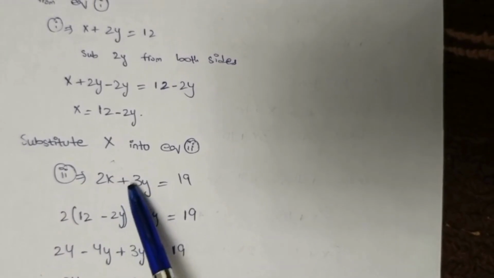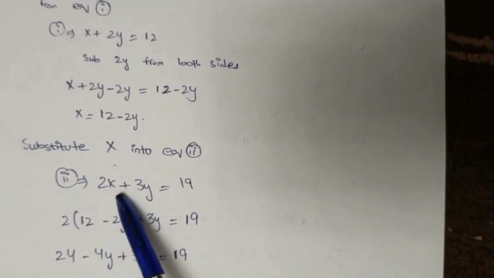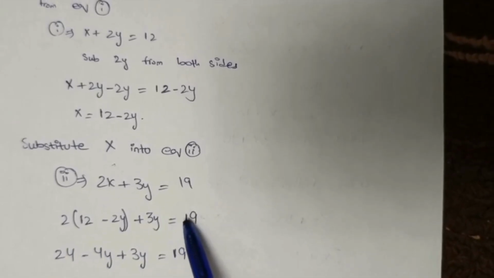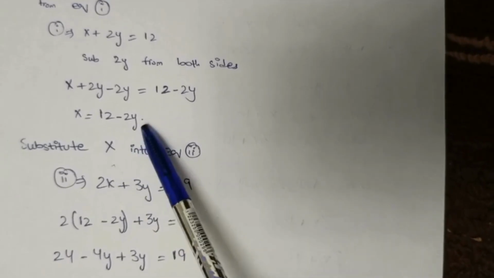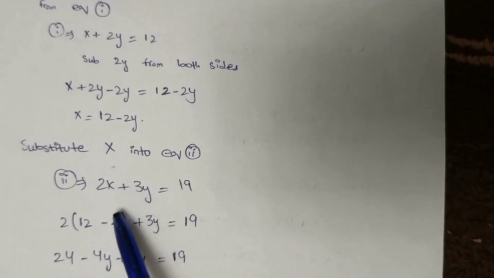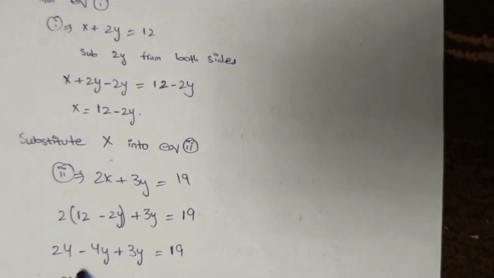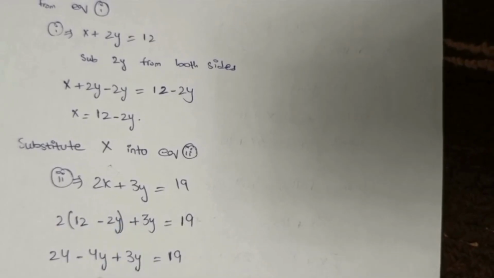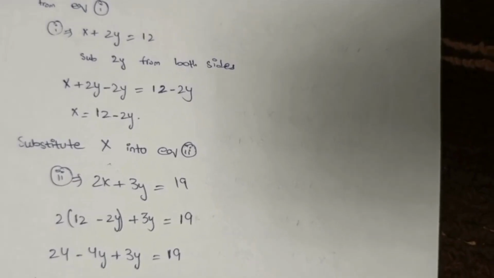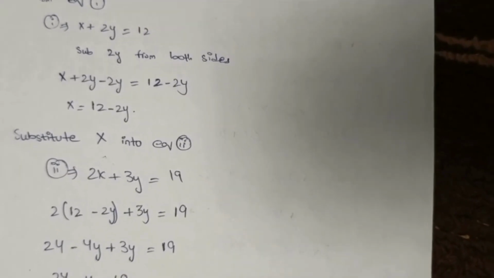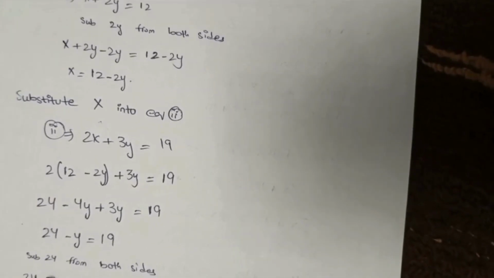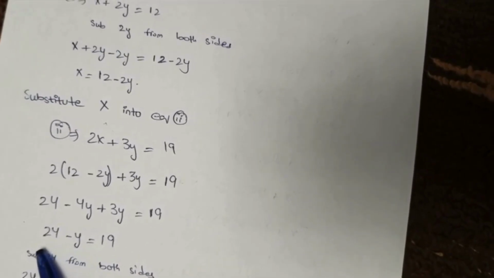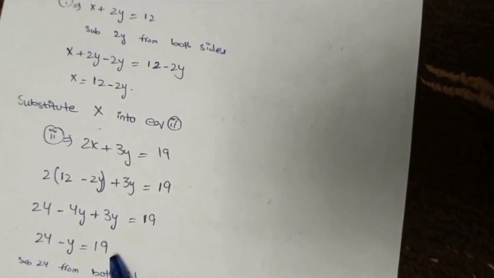Equation 2 was 2x plus 3y is equals to 19. So by putting the value of x, 2 multiplied by 12 minus 2y plus 3y is equals to 19. I just put this value into x over here, right? So 12 2s are 24, and 2 multiplied by 2y is 4y. So 24 minus 4y plus 3y is equals to 19. Minus 4y plus 3y becomes minus y, and we have got 24 minus y is equals to 19.